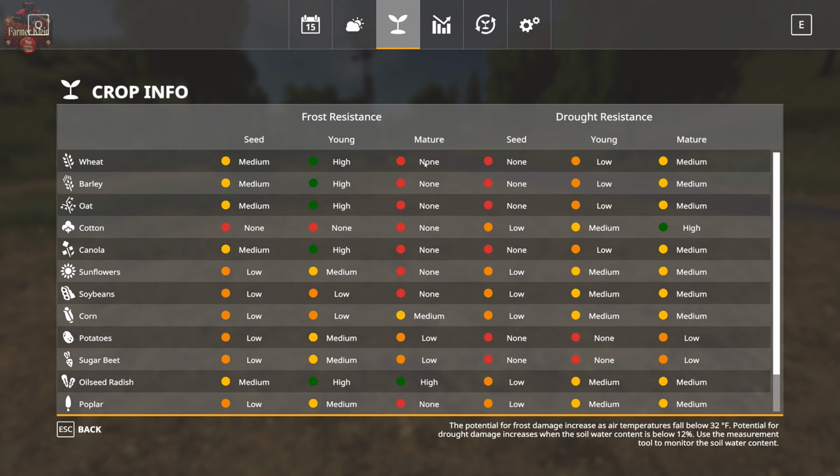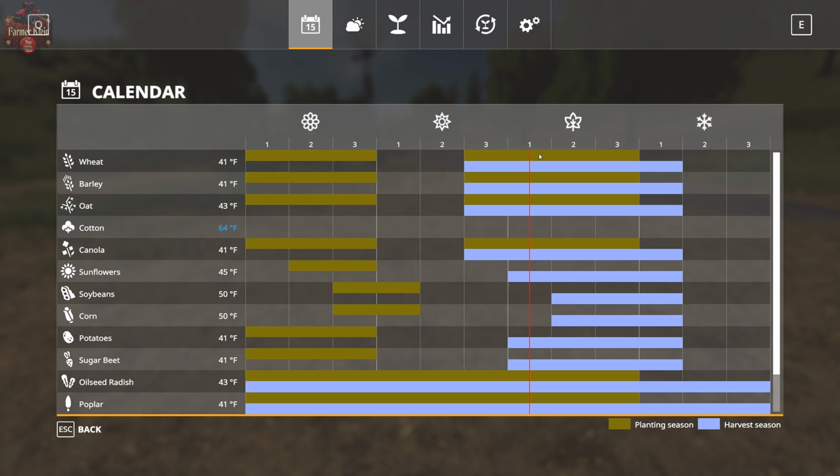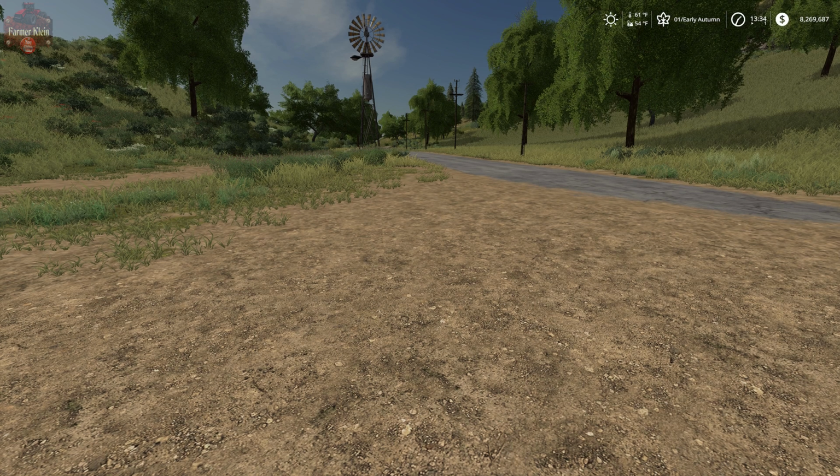See that frost, these plants over here at a mature state have no frost resistance. So if we get a decent frost, we could see a fair bit of crop get lost as a result of frost. Now, as a young plant, you'll see that wheat, barley, and oat have a high resistance to frost, which is pretty good, given the fact that you are able to plant those in autumn, and then they would have to survive winter and then come back into spring as a living plant.